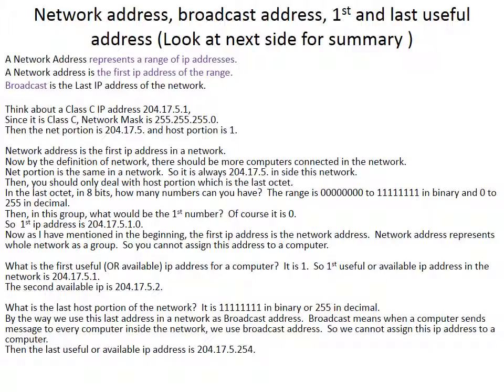Then, in this group, what would be the first number? Of course it is 0. So the first IP address is 204.17.5.0. Now as I mentioned in the beginning, the first IP address is the network address. The network address represents the whole network as a group, so you cannot assign this address to a computer.